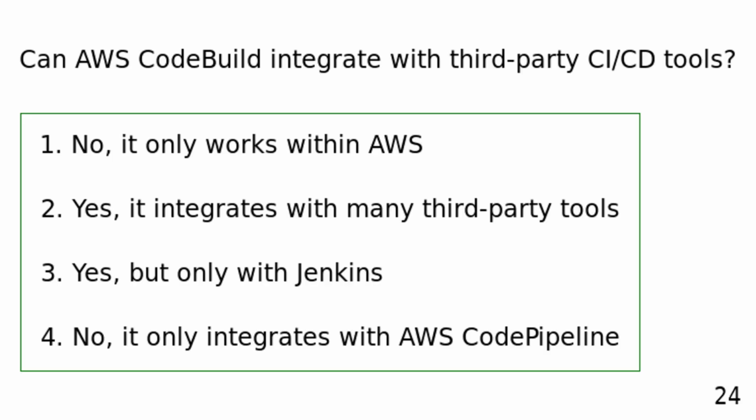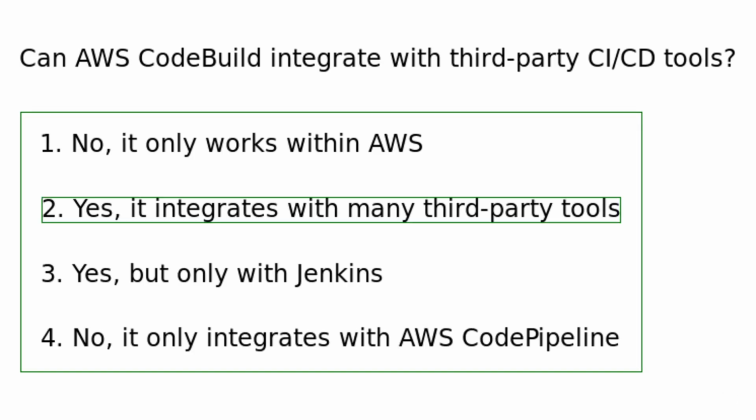Can AWS CodeBuild integrate with third-party CI/CD tools? No, it only works within AWS. Yes, it integrates with many third-party tools. Yes, but only with Jenkins. No, it only integrates with AWS CodePipeline. AWS CodeBuild can integrate with many third-party CI/CD tools such as Jenkins and GitHub Actions.